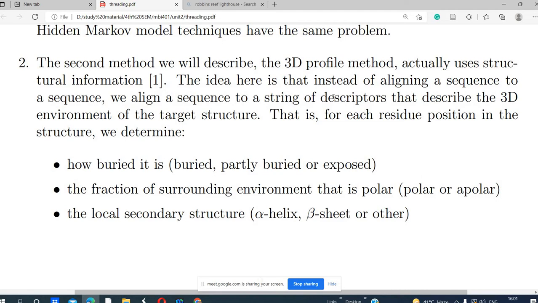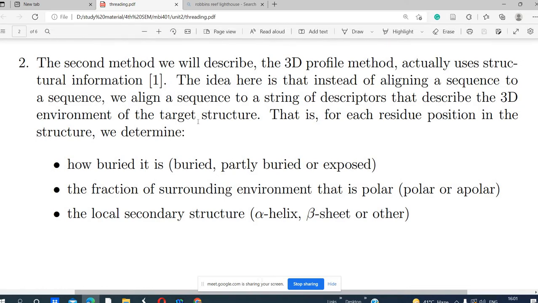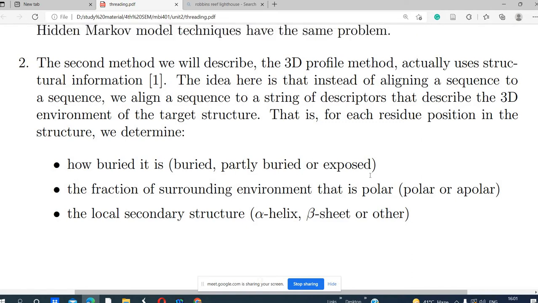MYKT is not aligned with another sequence. It is aligned with the descriptor. Descriptor means properties, like how buried it is: buried, partly buried, exposed. What is the property of the amino acid? That is important. One sequence is aligned with the properties of another sequence. What is the property of the amino acid that is present in the other sequence?